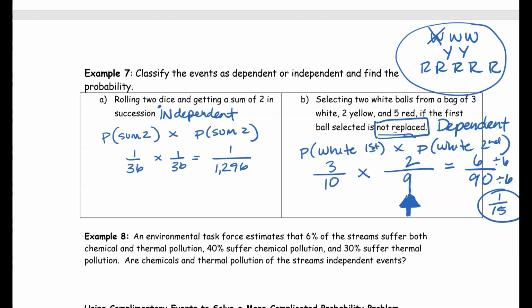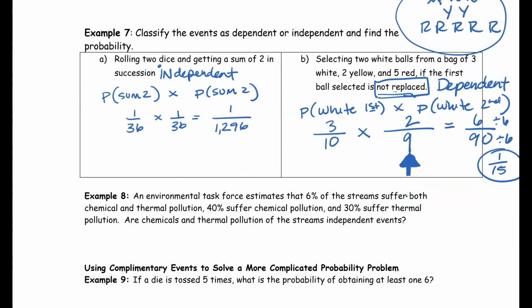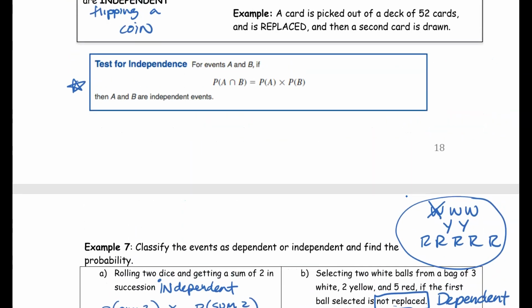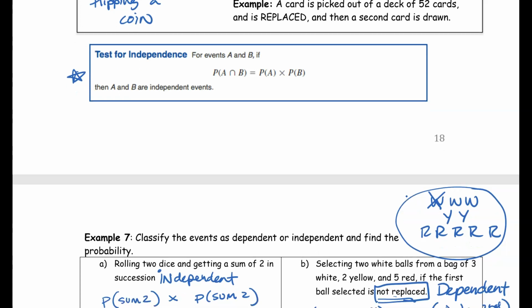So with example 8, we're actually going to use the formula on the previous page. So take a minute and read example 8 to yourself. You can pause the video, and then I'm going to write down the formula from the previous page. I'll just scroll up so you can see what I mean, this test for independence. So I'm going to write that down.